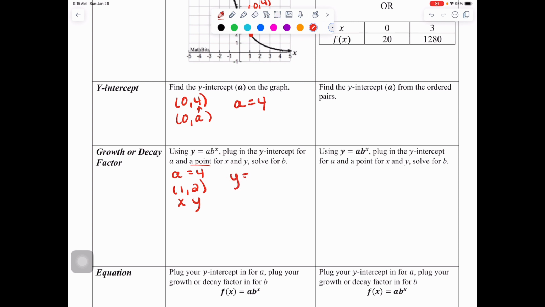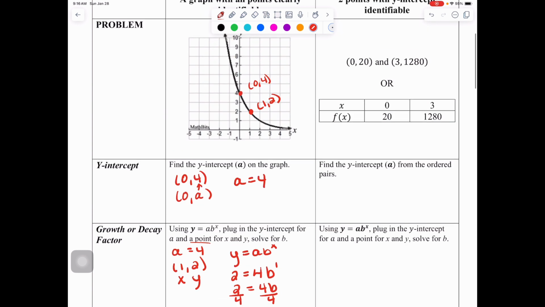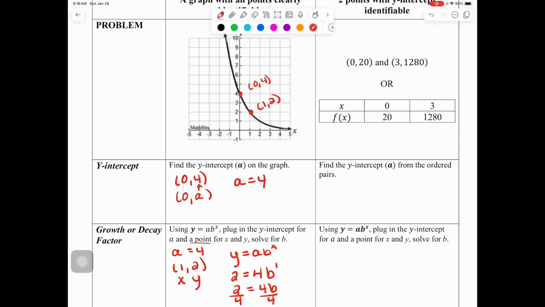So in y = ab^x, I know the y value is 2, the a value is 4, I don't know the b value, so I'm going to keep that as b, and my exponent is 1. So this is really 2 = 4 times b to the first, which is just b. So if I want to get b alone, I will divide both sides by 4, which means 1/2 is my b value, which would make sense. If I look at that graph, it's decreasing, decaying. So that value should be between 0 and 1.